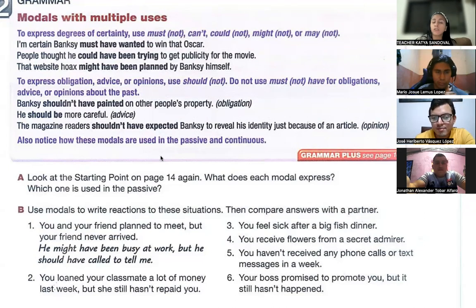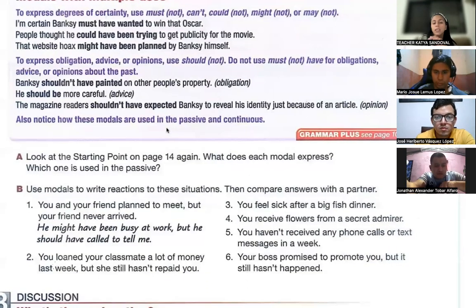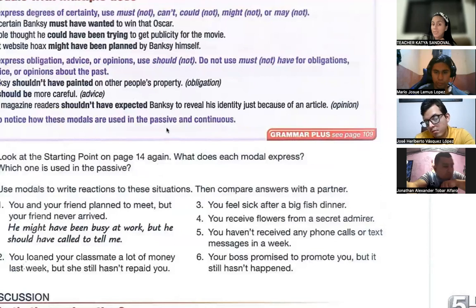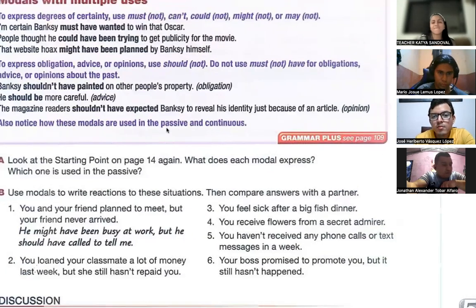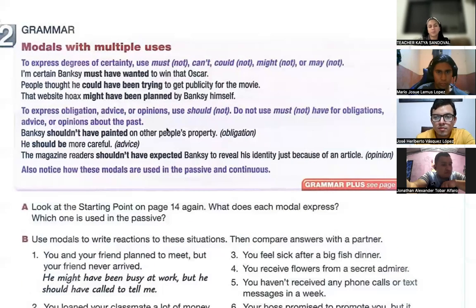Thank you. Pay attention. If you see, guys, when I say have painted, have expected, okay, I'm using in that case the present perfect, okay? Number 4, you receive flowers from a secret admirer. What would you do?